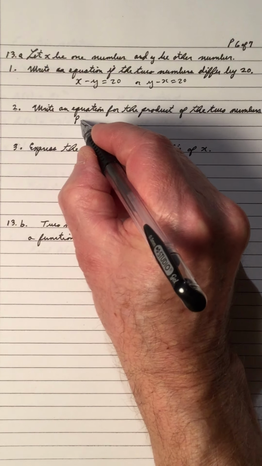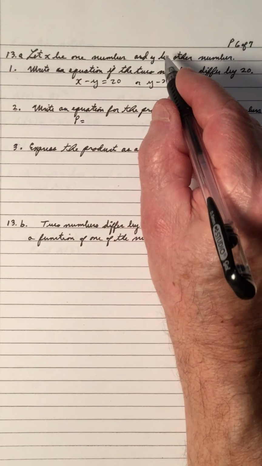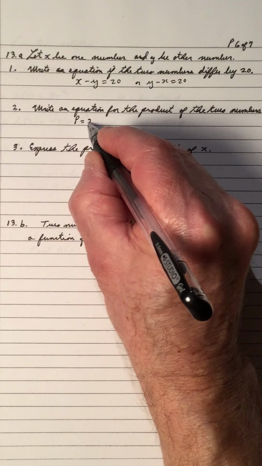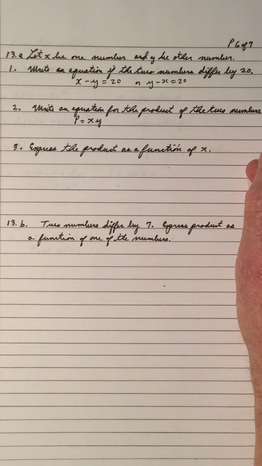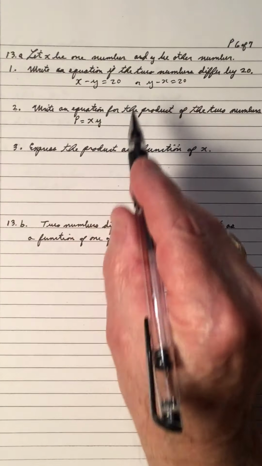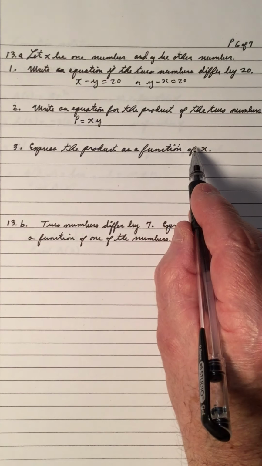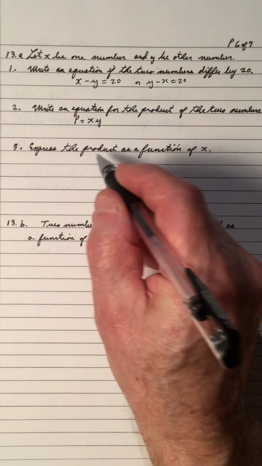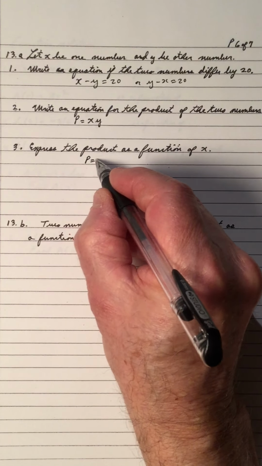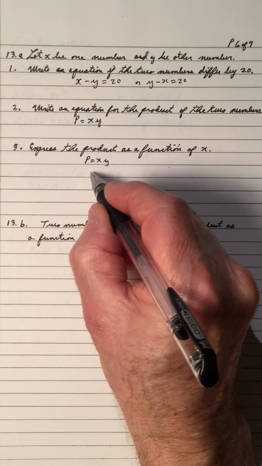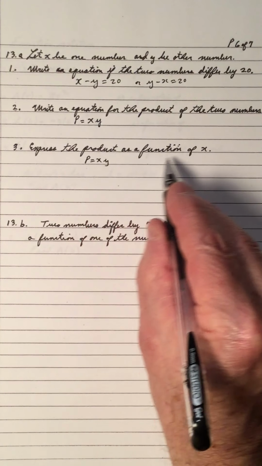Write an equation for the product of the two numbers. So the product of the two numbers, one number is x, the other one is y. The product of the two numbers is x times y. Based on what we have, express the product as a function of x. So the product is x times y. Now we want the product as a function of x.